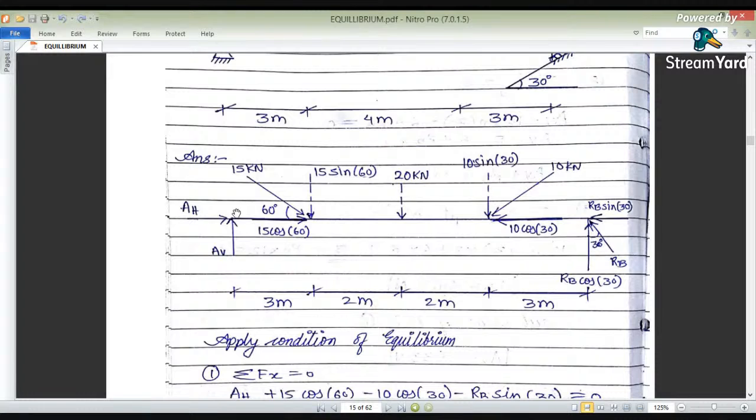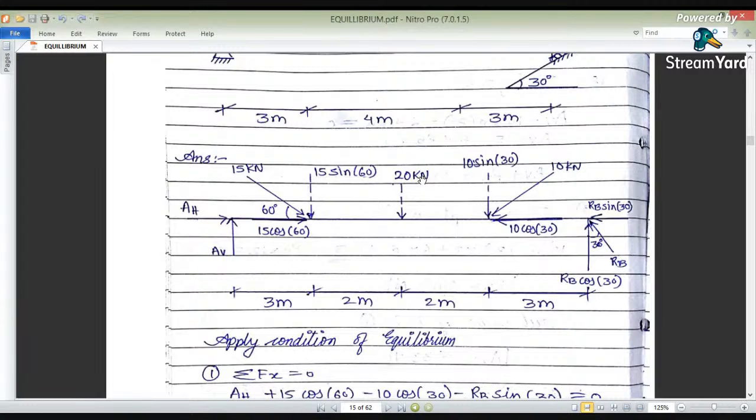Then we will take the moment about A. Why? Because it is a hinge support, A has two unknowns, AH and AV, so we take the moment about A. Again, 15 cos 60 is along the same line, therefore according to the principle of transmissibility, its effect about point A will be 0. Again, the effect of 10 cos 30 about A will be 0, because it acts along the same line.